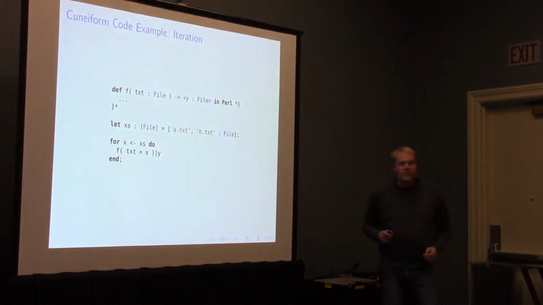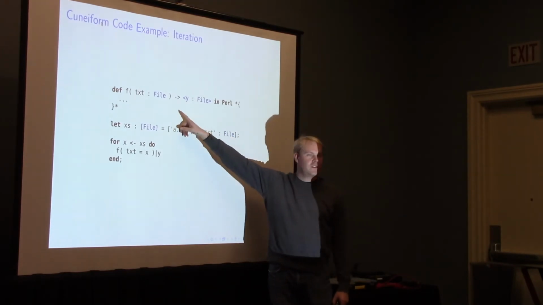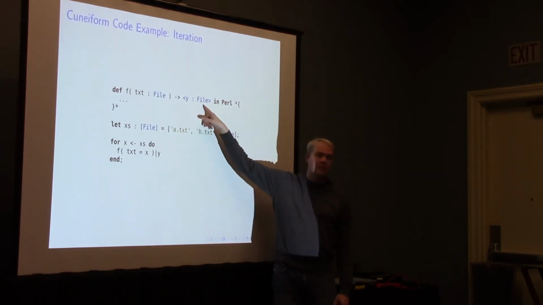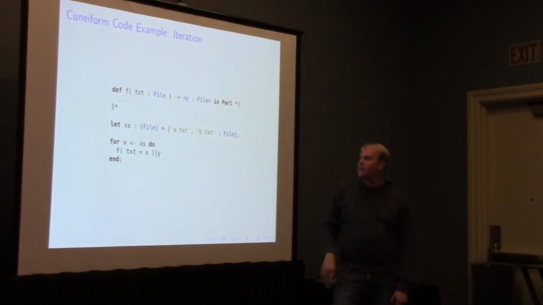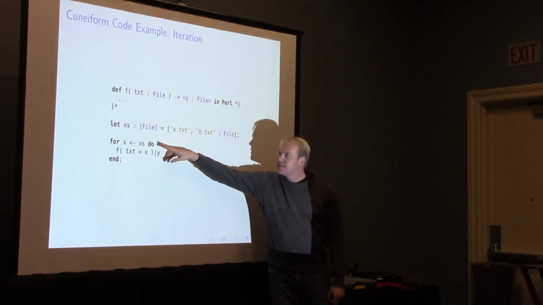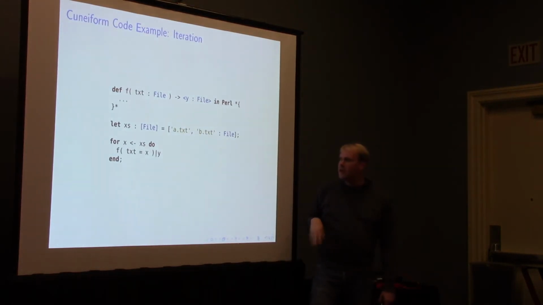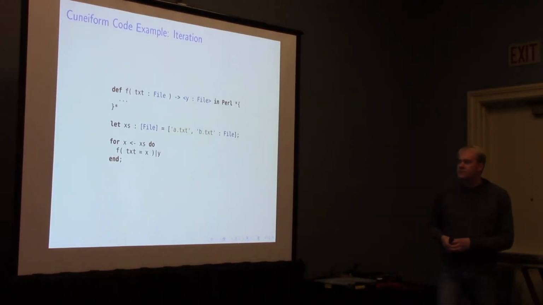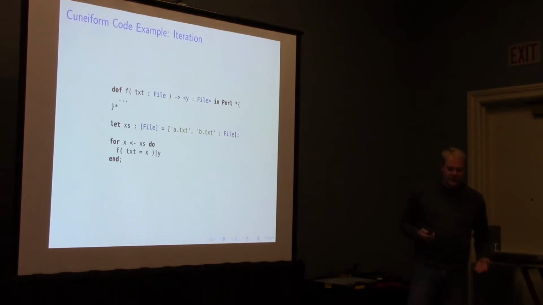This is an example of source code in Cuneiform. Here we have a function f, which takes one parameter text, whose type is file, and outputs a record with one field y whose type is file. And I say it's in Perl, and then there comes some Perl code, which I omitted. And here I define a list of files, and it contains the files a.txt and b.txt, and then I just call that function for each element of the list. So, it's just to demonstrate that this exists.